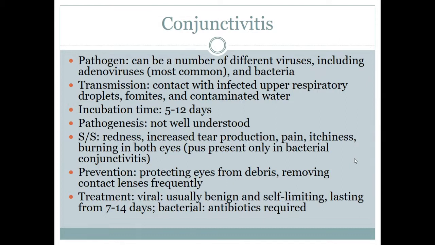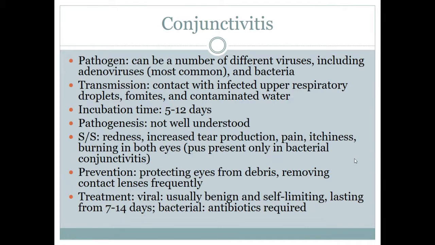Redness is the main symptom. Increased tear production, so their eyes are going to be watery. They're going to be itchy. They may be painful. Pus is only present in bacterial conjunctivitis. So if there is no pus present, if there's just a clear, tear-like discharge from the eye, that's going to be viral conjunctivitis. If there is pus, then that's going to be bacterial conjunctivitis.